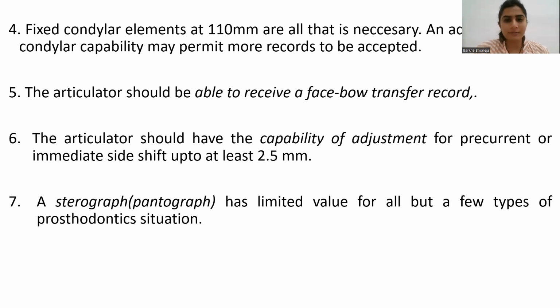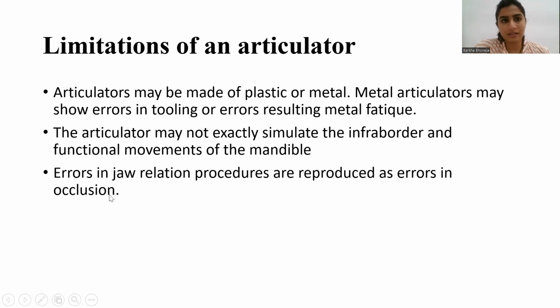Okay. Last but not the least, we are moving on to limitations. Now, the articulators are made of metal materials. So, metal articulators can undergo metal fatigue with repeated use. The articulators may not exactly simulate. Now, the dynamic jaw cannot be exactly simulated from the mouth to the articulator. There are certain limitations. Or errors in the jaw relation procedure are reproduced as errors in occlusion.